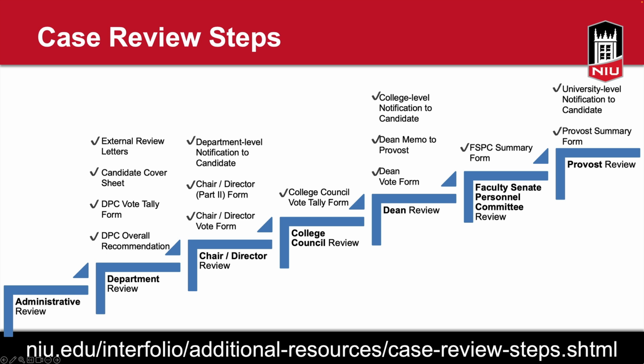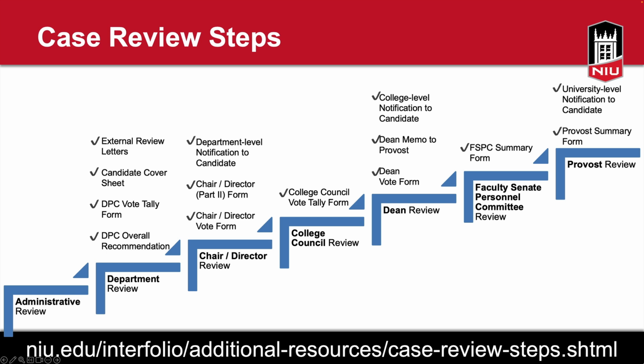Then proceeding on to the chair or director review level. This is where the department level notification to the candidate is uploaded by the chair. The chair or director also completes the chair director form. Formerly, this was referred to as the Part 2 form. This gets completed at this stage, and then the chair or director also votes to either recommend or not the candidate at that point. Then moving to the college council review level, the college council meets, does their work, and the chair of the college council completes the college council vote tally form to record the college council recommendation in the system. The college level notification to the candidate is uploaded in the dean review stage, as is the dean memo to the provost and the dean vote form.